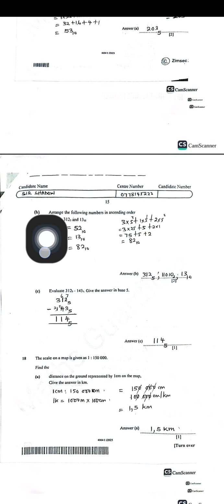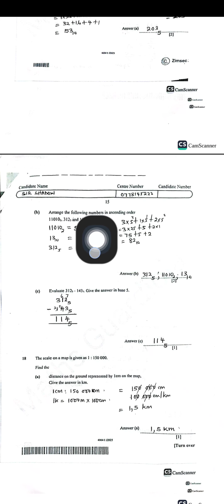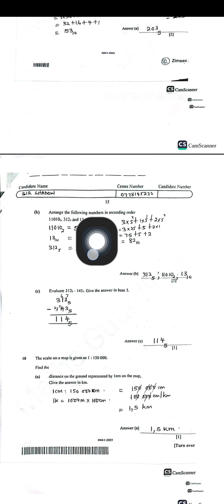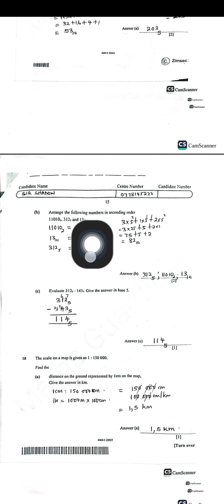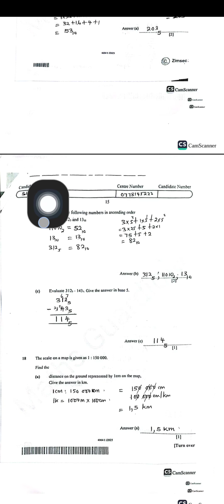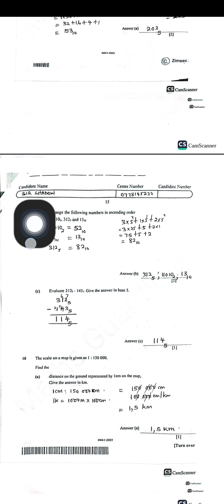All right, let's move on to another question, which is number 17B. We were asked to arrange the following numbers in ascending order. We are given 11010 base 2, 312 base 5, and 13 base 10.